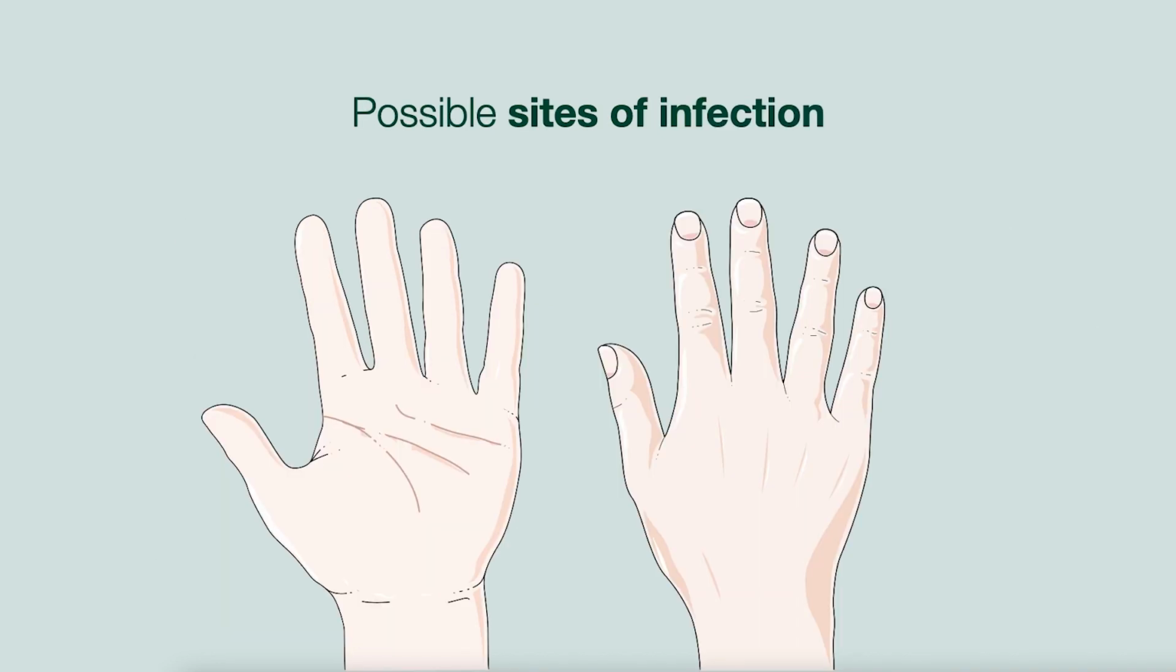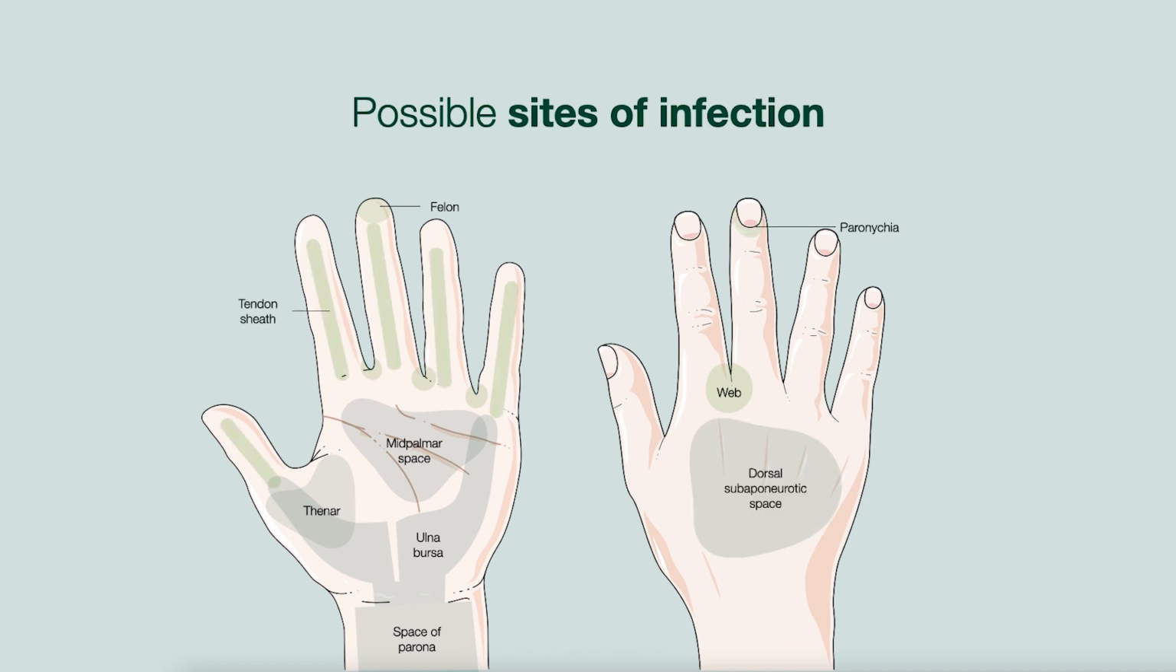Possible sites of infection may include the proximal forearm, which is known as the space of Parona infection, the ulnar bursa infection, thenar space infection, a mid-palmar space infection. There may also be involvement of the web spaces, which is known as a web space infection, and distally you may get a felon infection or one surrounding the nail bed, which is known as a paronychia. And dorsally you may also have a dorsal subaponeurotic space infection.